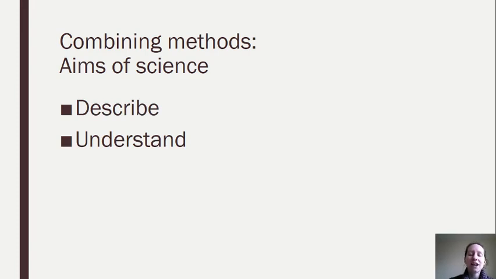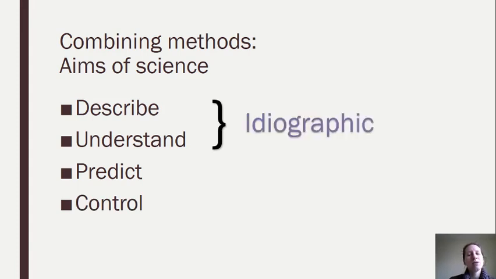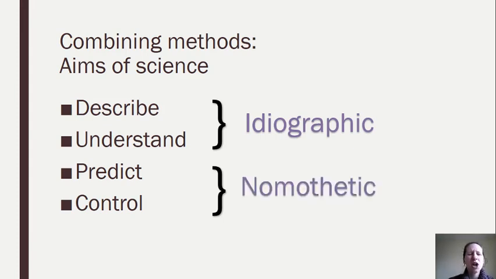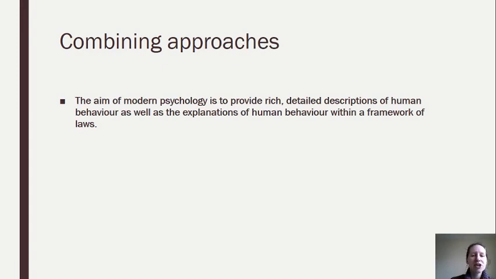So our aims of science, of any science, is to describe, understand, predict and control whatever we're looking at. And these first two points, describing and understanding, really relate to the idiographic approach. If we can describe and understand human experience, that's what it's trying to do. And the last two really relate to the nomothetic approach. If we want to predict and control, we need to have laws in order to predict and control from. So the aim of modern psychology now is to provide rich, detailed descriptions of human behaviour as well as the explanations of human behaviour with laws. So they want to get both sides of that in.